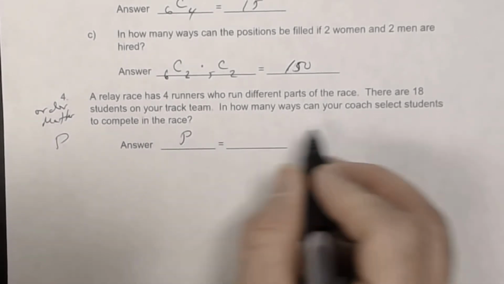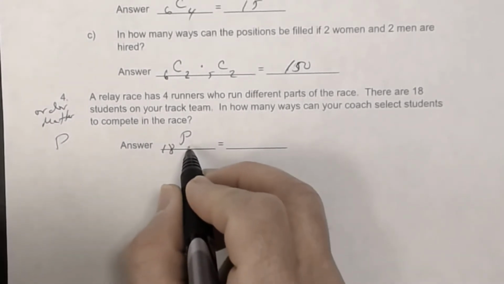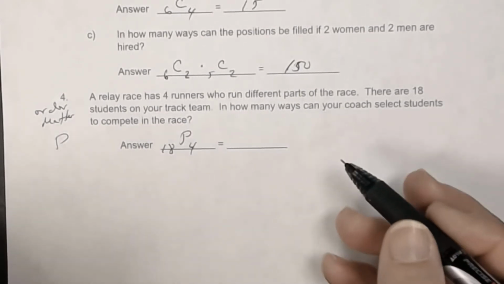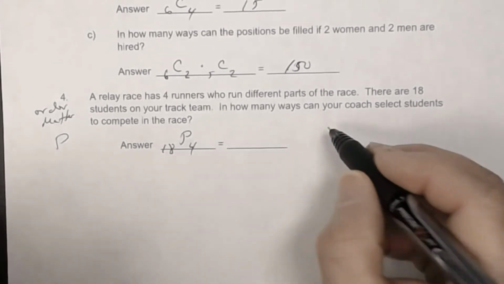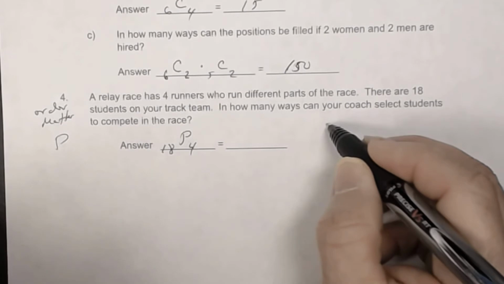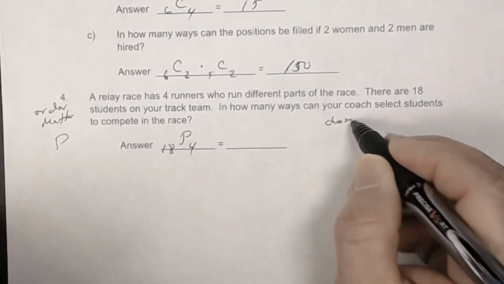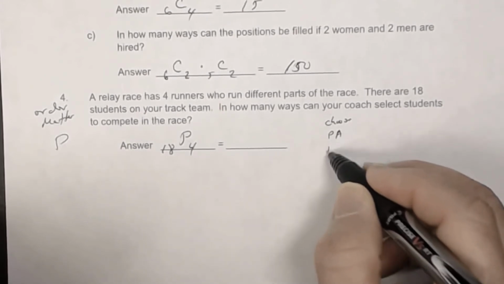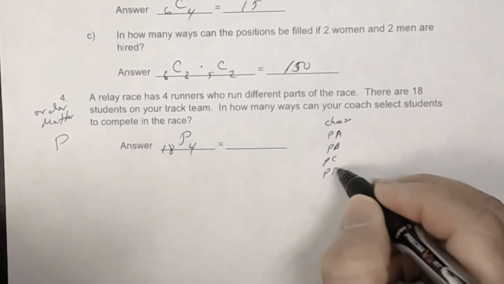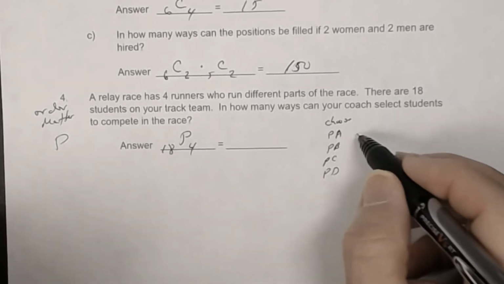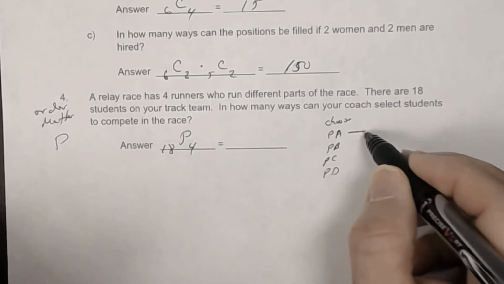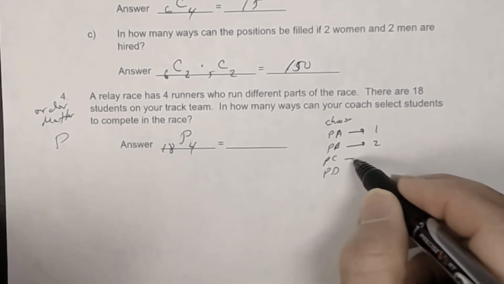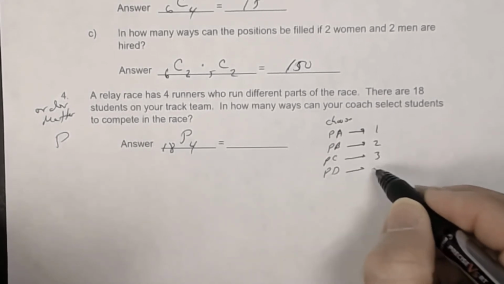So that's going to be a permutation problem: a permutation of 18 runners, choosing 4 of them. The person on the first part, second part, third part, and fourth part are different. Make sure you understand this. Let's name the people by letters: person A, person B, person C, person D, the first 4 people. Let's say the coach puts person A in position 1, person B in position 2, person C in position 3, person D in position 4.